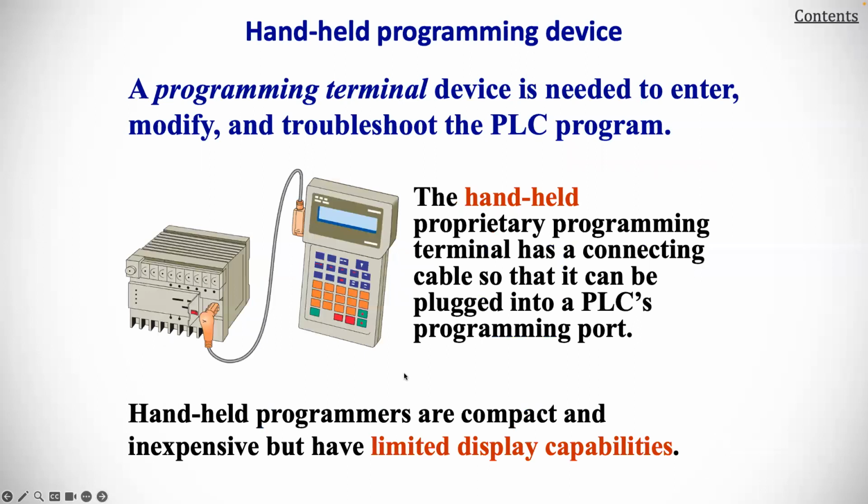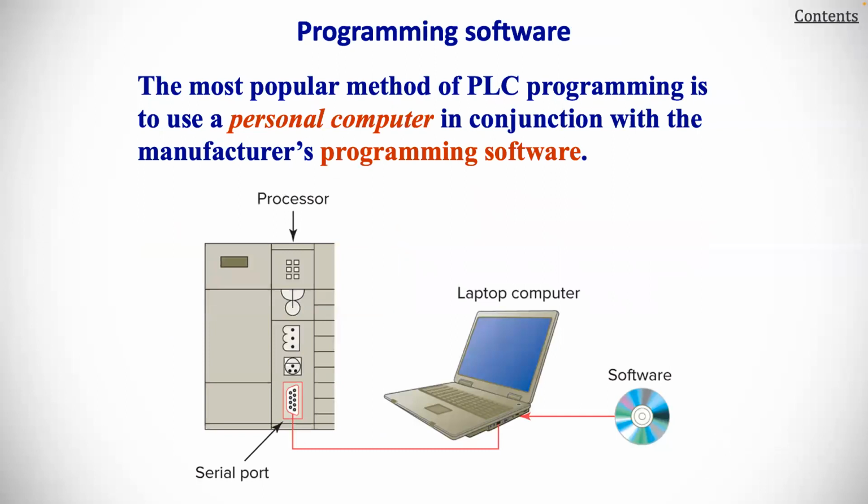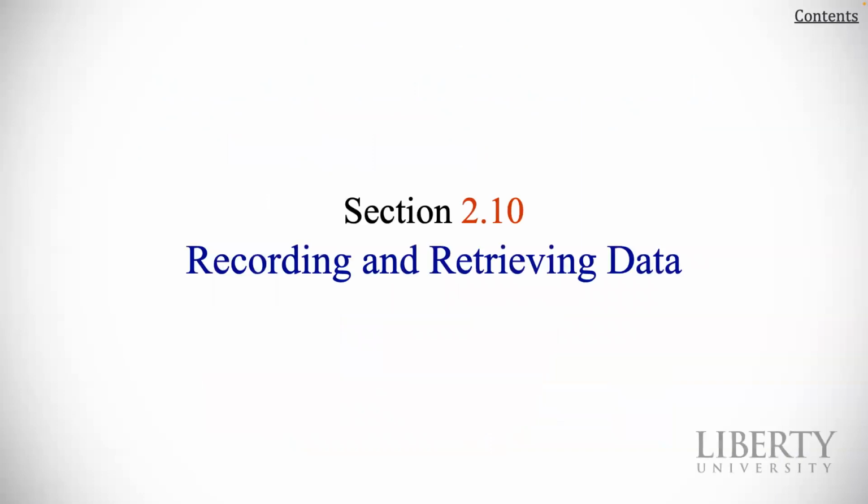For programming terminal devices, a programming terminal device is needed to enter, modify, and troubleshoot the PLC program. This handheld type of unit, a proprietary programming terminal, has a connection cable so that it can be plugged directly into the PLC. Handheld programmers are compact and inexpensive, but have limited display capability. You can also have programming software. The most popular method of PLC programming is a personal computer in conjunction with a manufacturer's programming software. Keep that in mind.